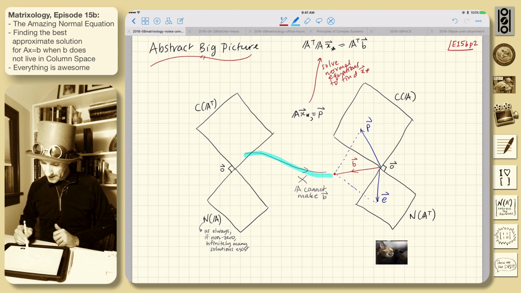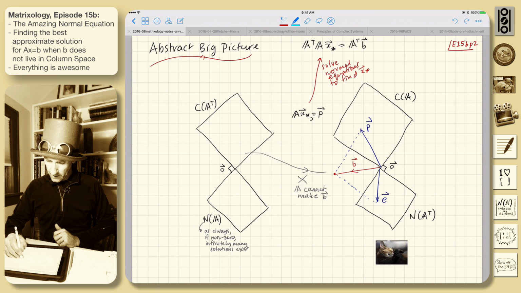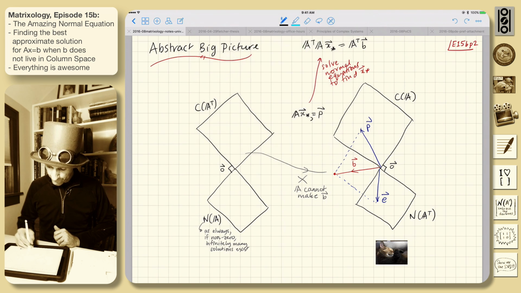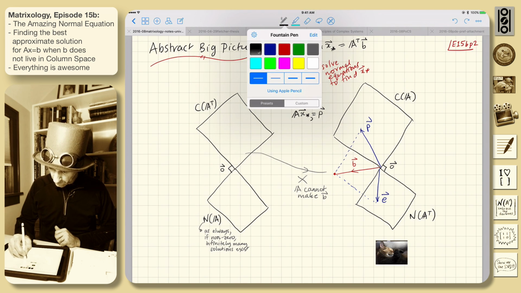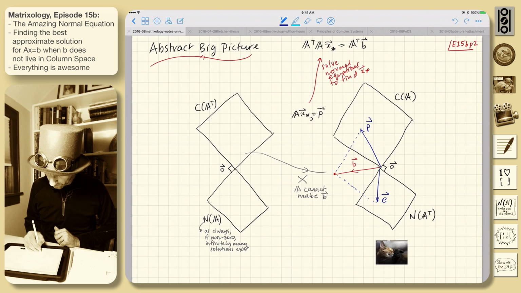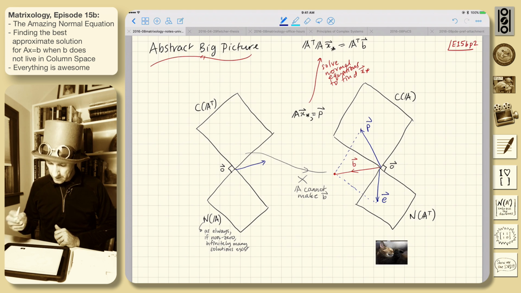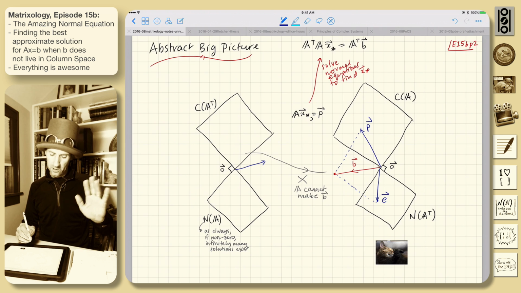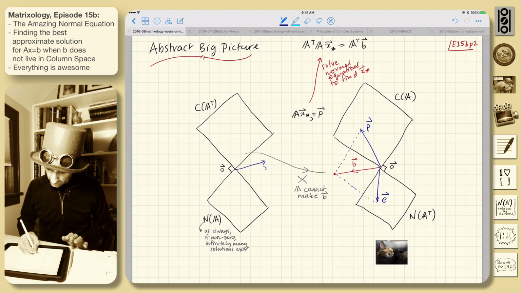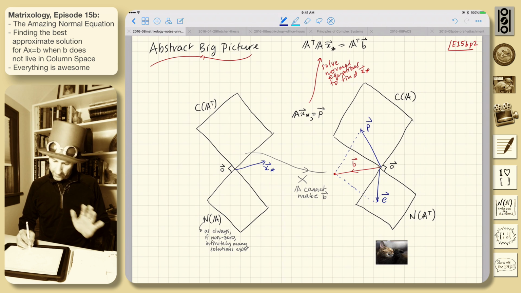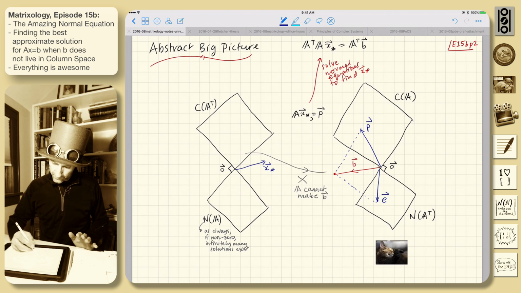Let's get this right. We cannot make B, so we give up on that. But we get a solution. I think I was using blue. We get some solution, and there's a null space issue as well, but that's not what we're thinking about right now. X star could be part of column space. We haven't quite talked about that yet.